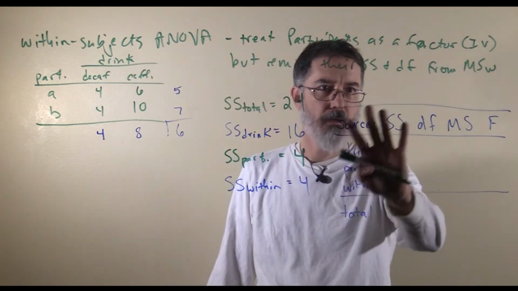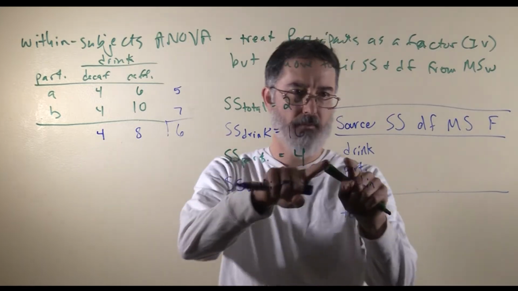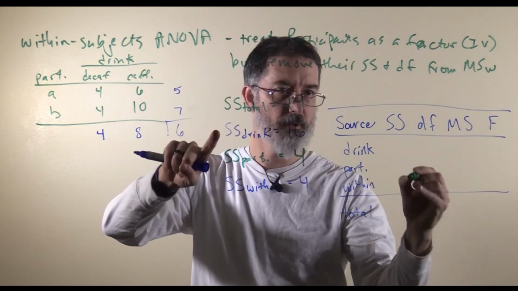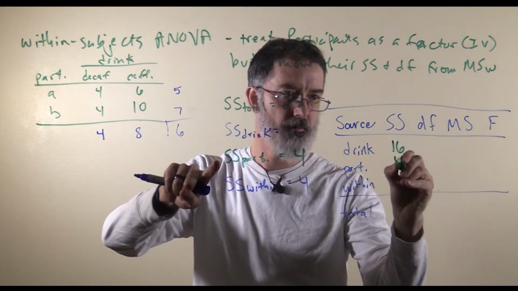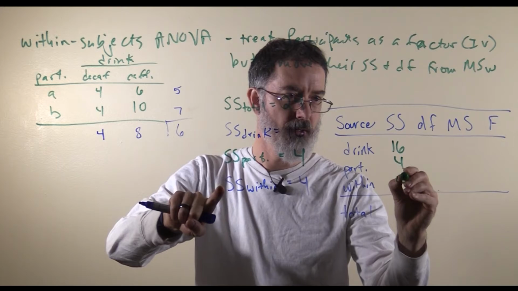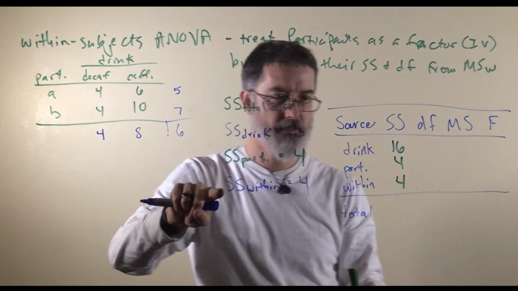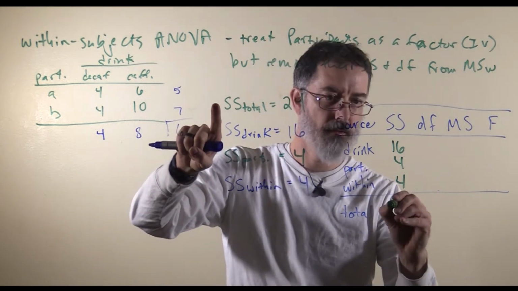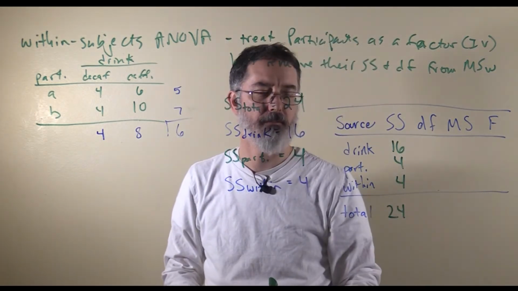All right, so I've got the source table set up here, so we'll start filling it in. First we want the sums of squares for our independent variable. So that's 16. For participants it was 4, and within it's 4. Sometimes this is called error because it's just the variation that we're not interested in. And sums of squares total goes down here. And now we've got to figure out our degrees of freedom.